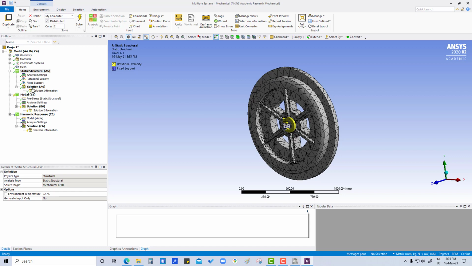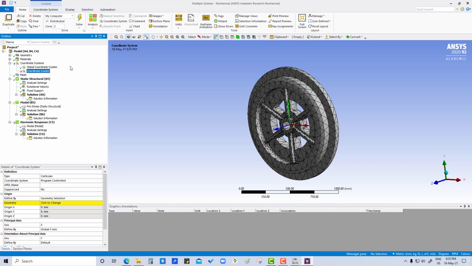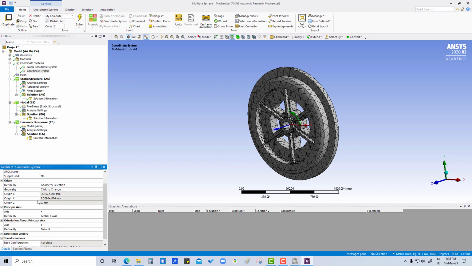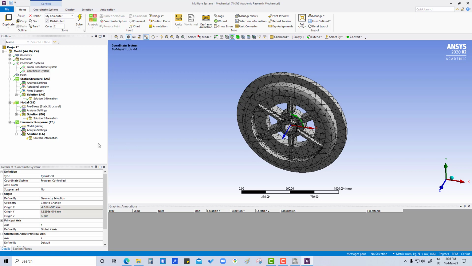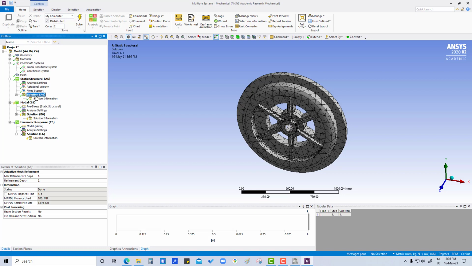So for that we are going to create a cylindrical coordinate system. So what we are going to do, we are going to insert coordinate system and change from your cylindrical geometry. Okay. And principal axis, that is Z. So we have created a new cylindrical coordinate system.